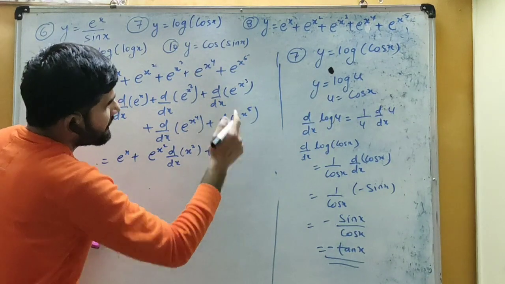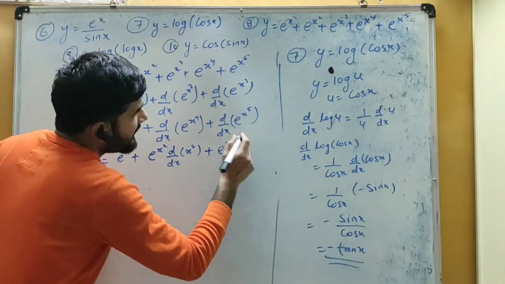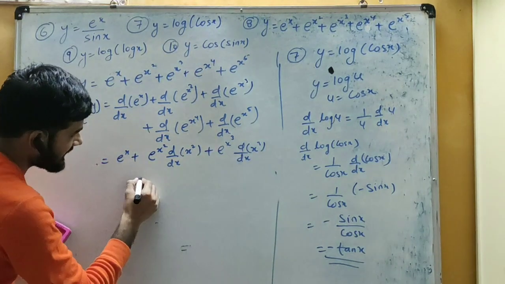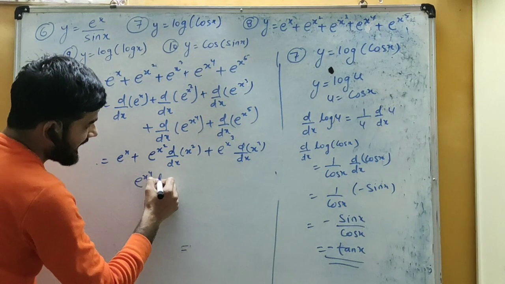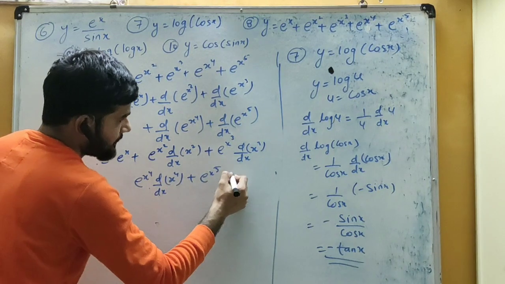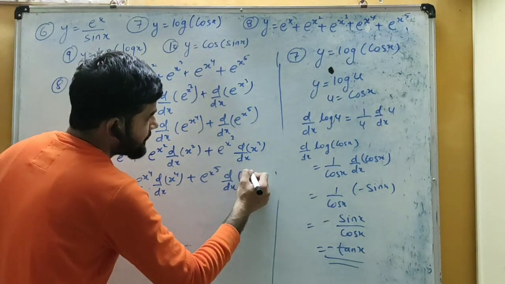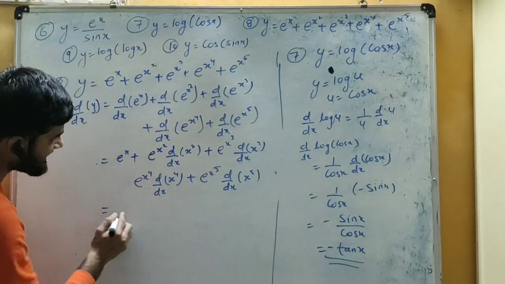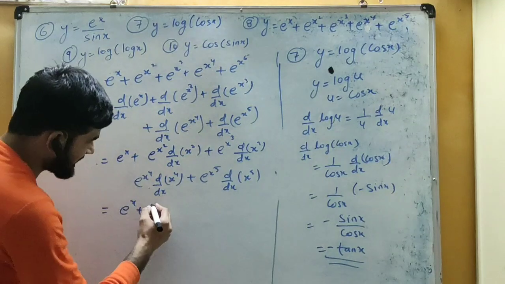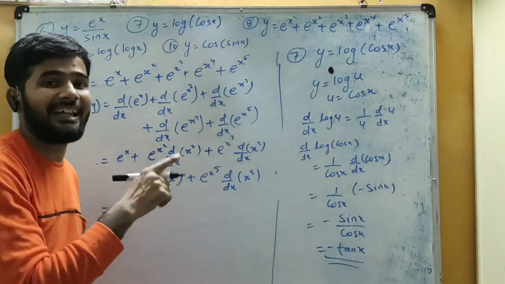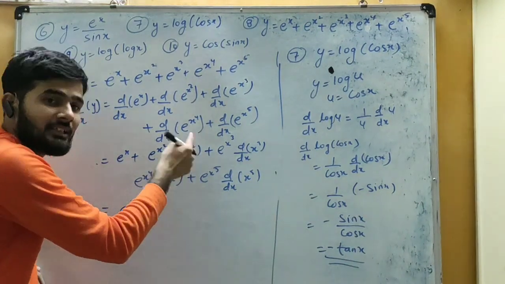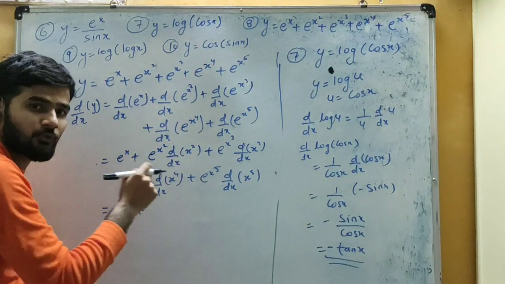Then we have e raised to the power x cube and d by dx of x cube. Similarly e raised to the power x raised to the power 4 and d by dx of x raised to the power 4, plus e raised to the power x raised to the power 5 and d by dx of x raised to the power 5. So we can write it as e raised to the power x plus differentiation of x square, that is 2x. We can solve it by using the formula d by dx of x raised to the power n is nx raised to the power n minus 1. Whatever is written in the power will come ahead, and we have to subtract 1 from the power.